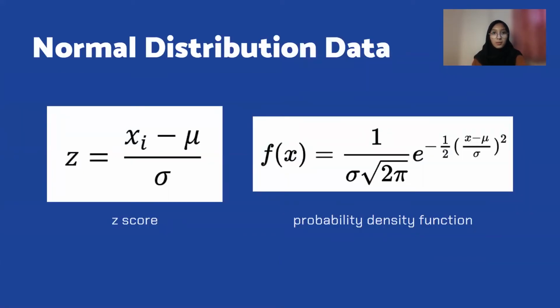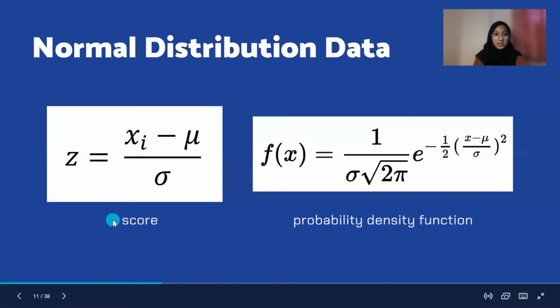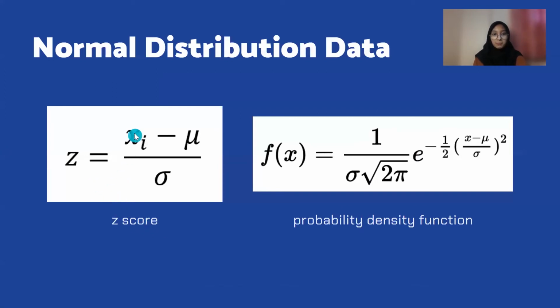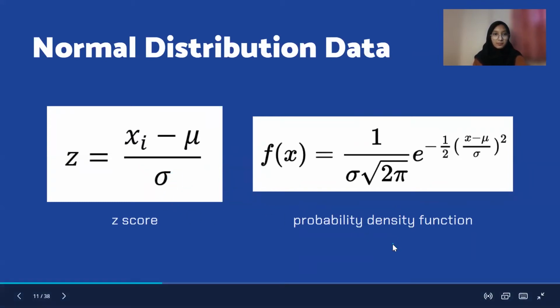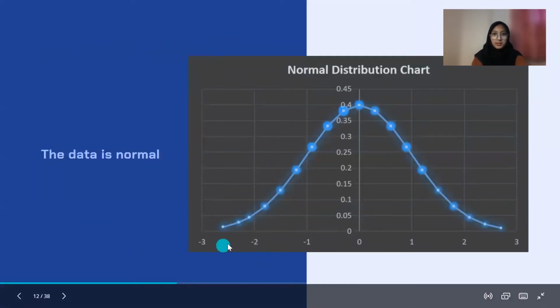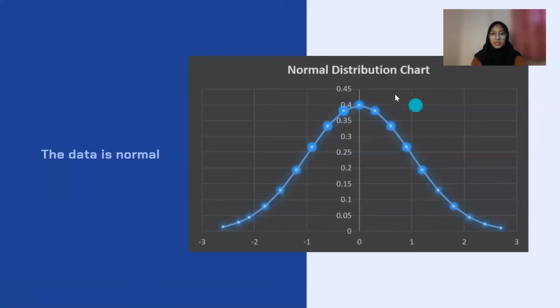Okay, so the second is normal distribution data. To make the normal distribution data, we need the z-score and the probability density function. We can find the z-score by subtracting the average from x and dividing by the standard deviation. And this is the formula for the probability density function. And this is the chart of the normal distribution. As we can see from here, the data is normal.